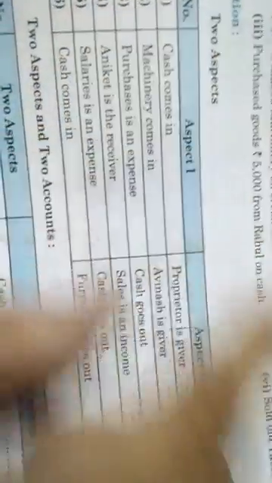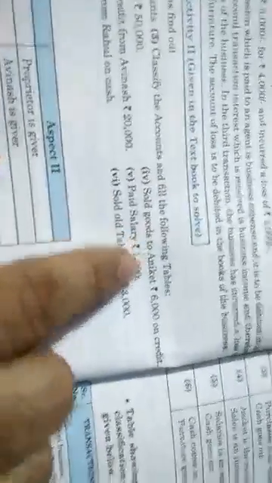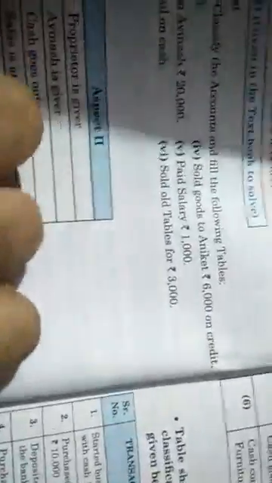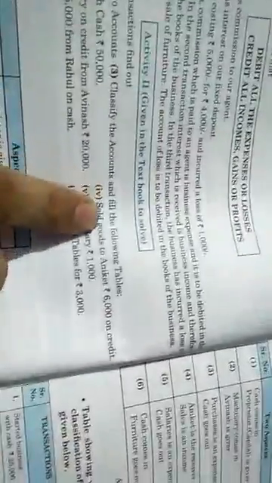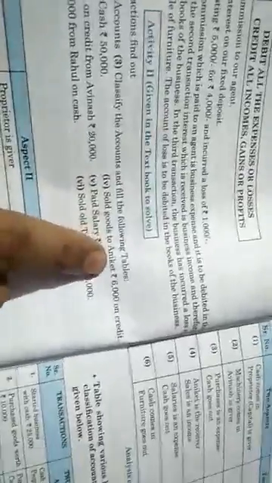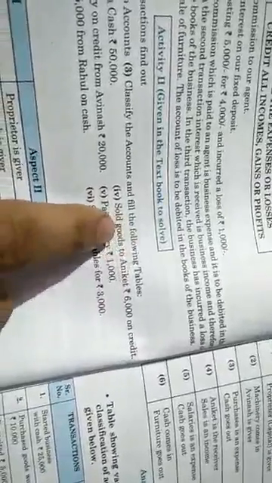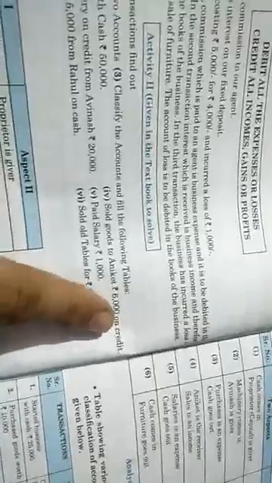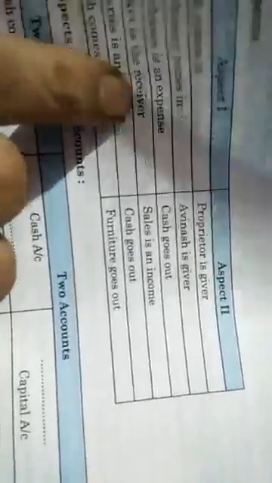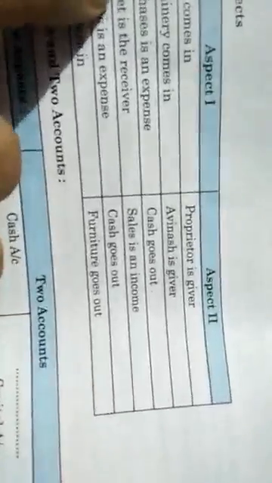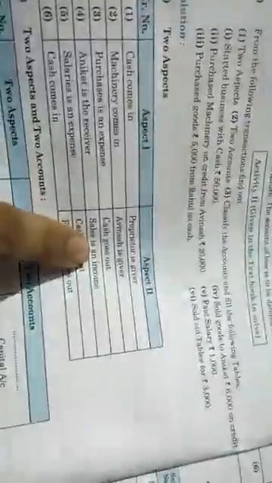Another example, number 4, sold goods to Aniket, rupees 6,000 on credit. Now sale of goods is here. One account is the sales account and another is Aniket's personal account. So sold goods to Aniket 6,000 on credit. Aniket is the receiver, so we will mention Aniket is the receiver. Debit the receiver, as per the rule of personal account. And sales is an income for a business, so sales is an income, a nominal account rule.